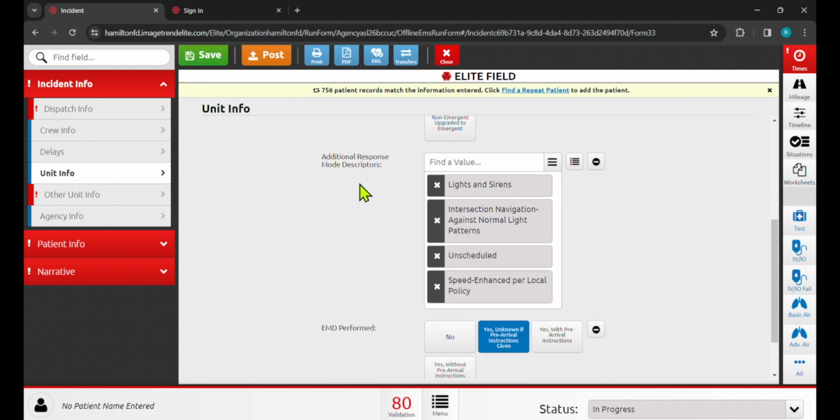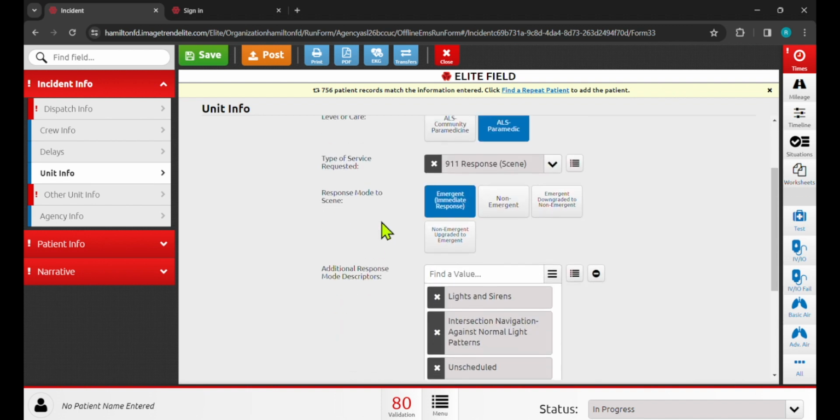We pre-populated all of this stuff. We know that we respond, so we pre-populate lights and sirens, all of these things. Unscheduled, we are 911. We are not a private facility that would do scheduled transfers. So all of this stuff is pre-populated.